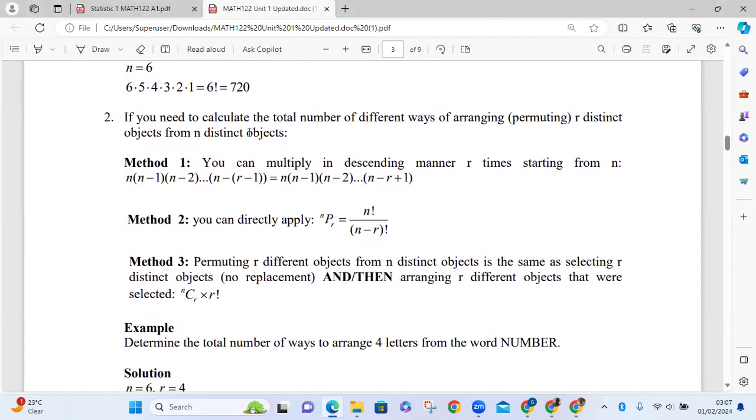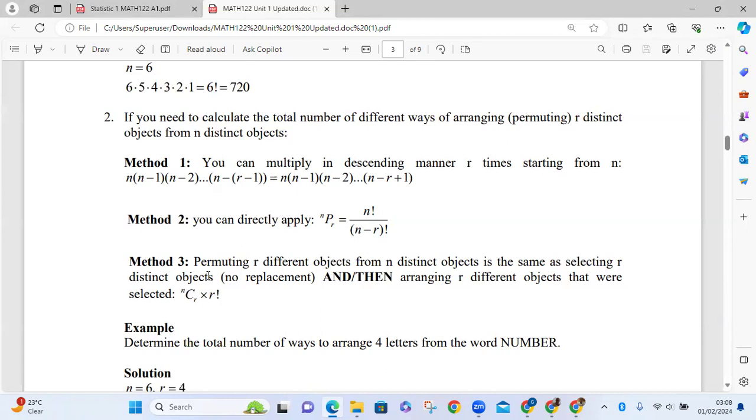Now, if you need to calculate the total number of different ways of arranging or permuting r distinct objects from n, so you're only going to take some from the total, you can multiply in descending manner r times, starting from n. And here you have the formula generalized. Method number 2, you can apply nPr directly. So nPr is programmed in your calculator, or you can do n factorial over (n minus r) factorial.